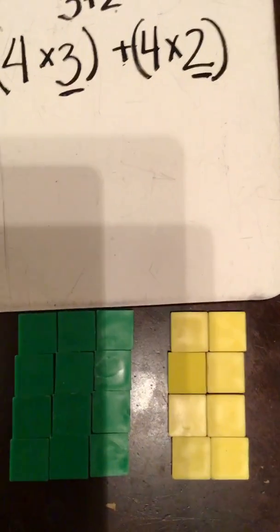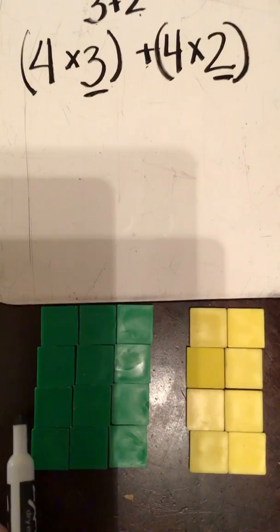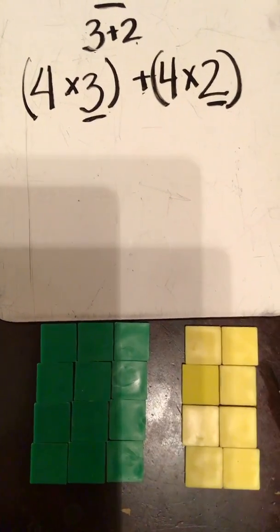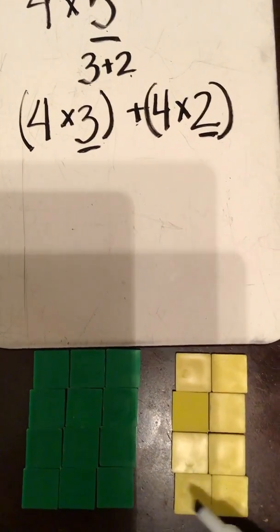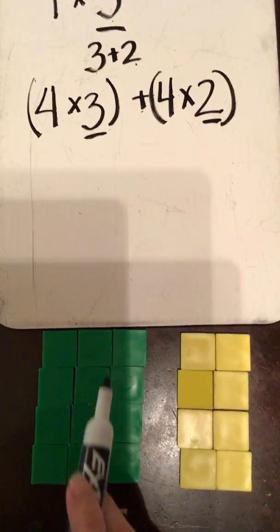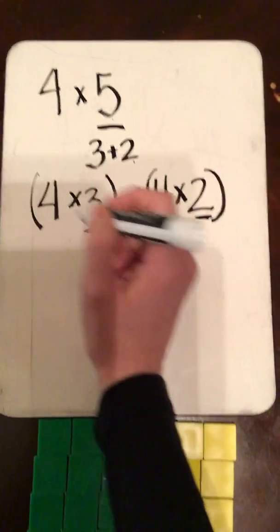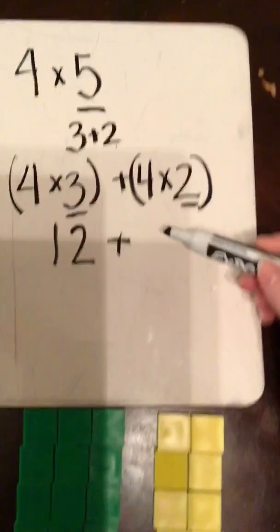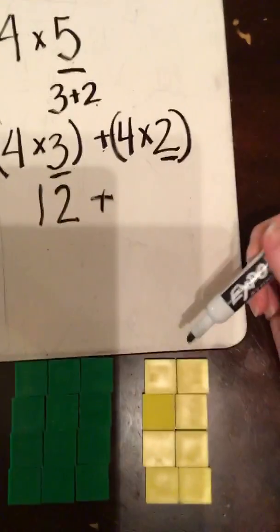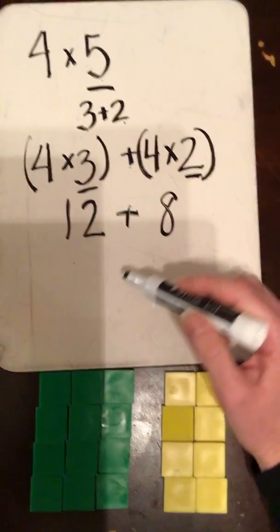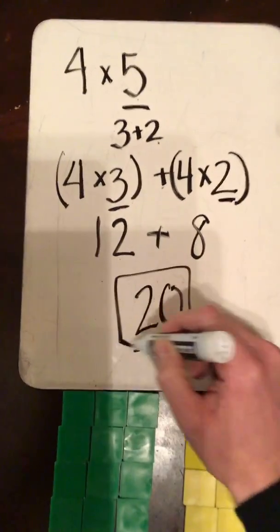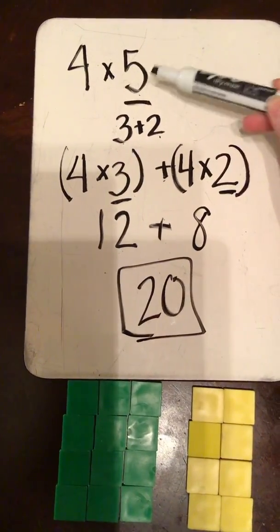Now you can see here, I've already done that. I broke this up into 4 groups of 3. And this is 4 groups of 2. And if I were to count this out, I would get the answer 12. Then I still have to add. And when I count down here, I get the answer 8. 12 plus 8 is 20. So my product of 4 times 5 is 20.